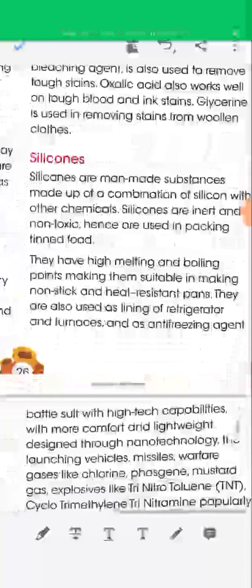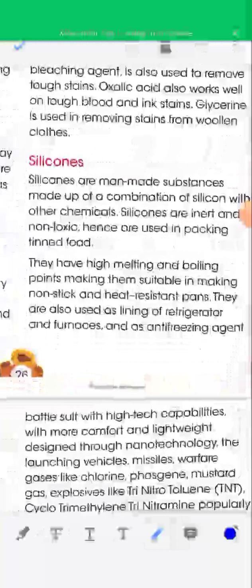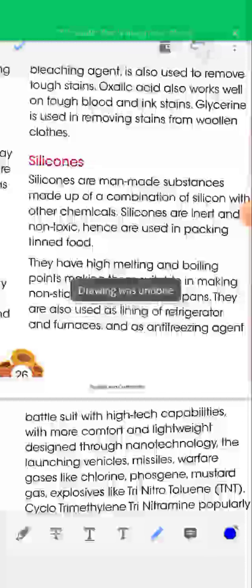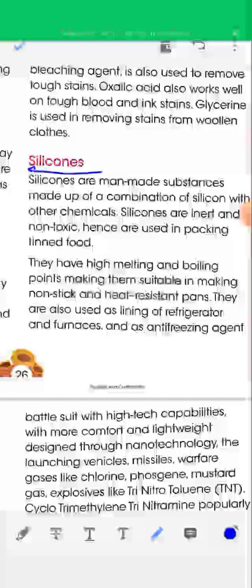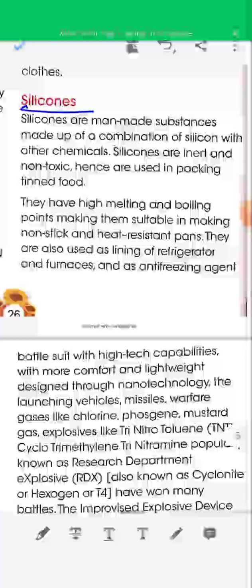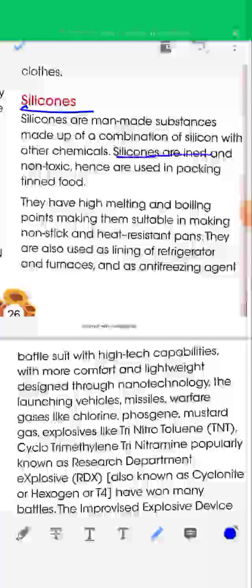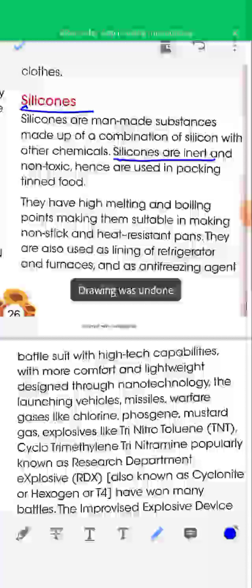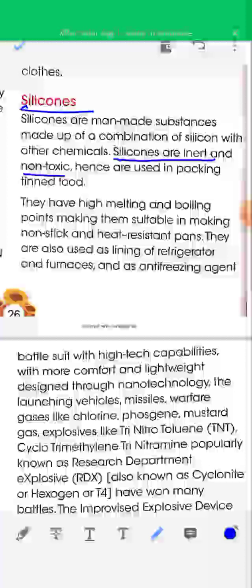The next chemical compound is silicones. Silicones are man-made substances made up of a combination of silicon with other chemicals. Silicones are very inert, that is, less reactive, and non-toxic, and hence these silicones are used in making tinned foods.